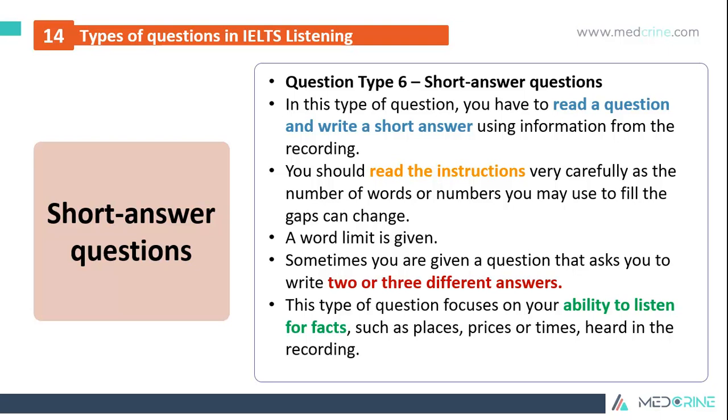The sixth type of question is the short answer question. In this type of question, you have to read the question and write a short answer using information from the recording. You should read the instructions very carefully to know the number of words or numbers you need to use. Remember, a word limit is given.